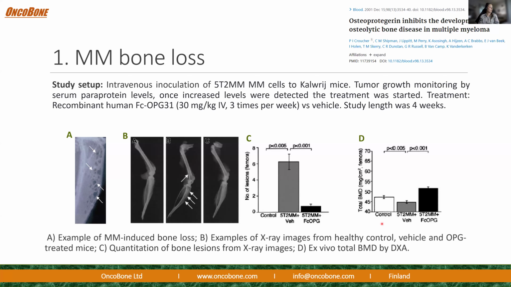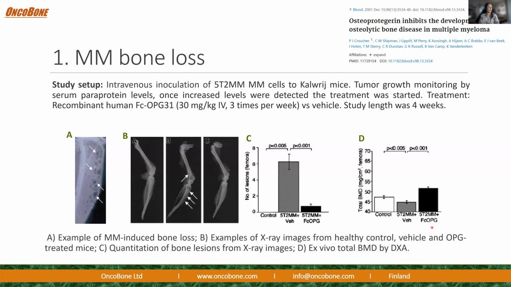In this study, they also used DEXA to analyze the bone mineral density again. This is from the control animals without any tumors, so this reflects normal bone mineral density in the animal. And in the animals that received vehicle treatment with the cancer cells, we can see how the bone mineral density goes down. But surprisingly, with the OPG treatment, we can see that the bone mineral density goes up, even to a higher level compared to what is observed in the normal control animals.